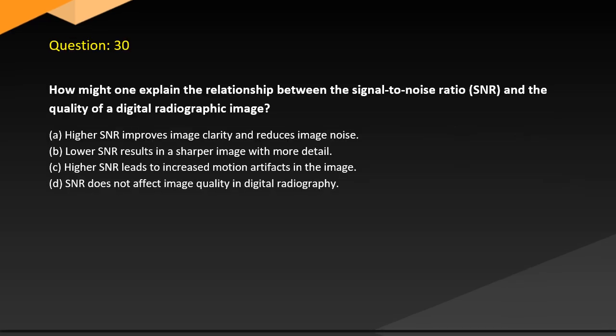Question 30. How might one explain the relationship between the signal-to-noise ratio (SNR) and the quality of a digital radiographic image? A. Higher SNR improves image clarity and reduces image noise. B. Lower SNR results in a sharper image with more detail. C. High SNR leads to increased motion artifacts in the image. D. SNR does not affect image quality in digital radiography.